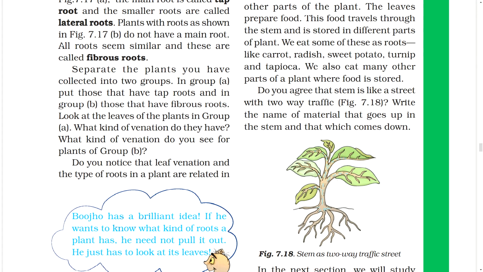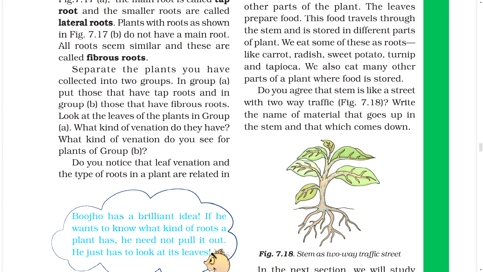Separate the plants you have collected into 2 groups. In group A, put those that have taproots and in group B those that have fibrous roots. Look at the leaves of the plants in group A. What kind of venation do they have? What kind of venation do you see for plants of group B?